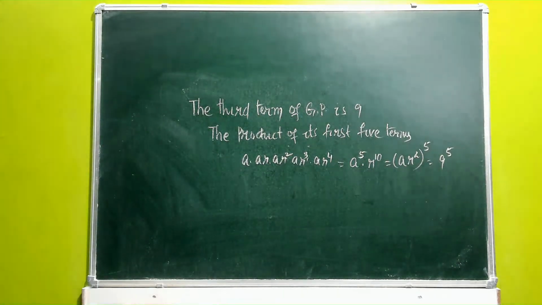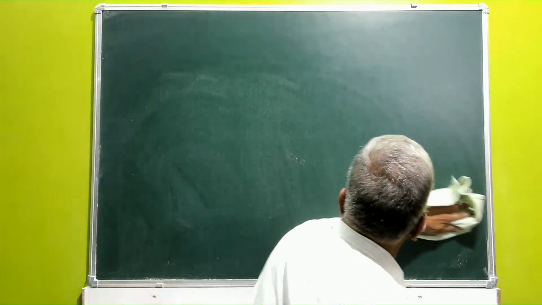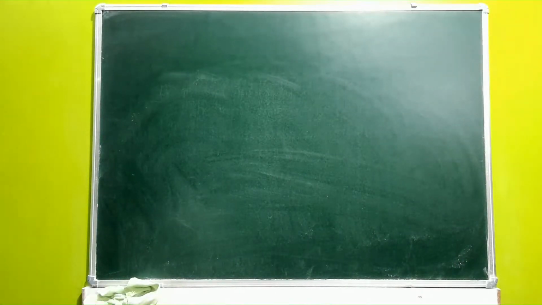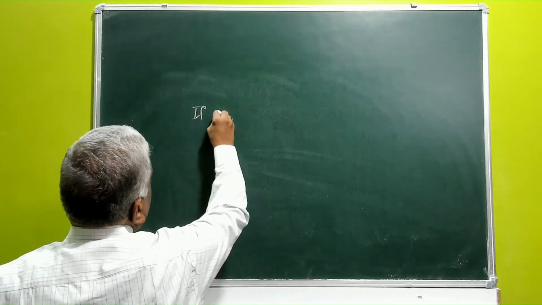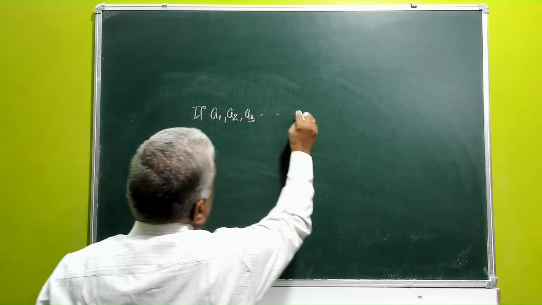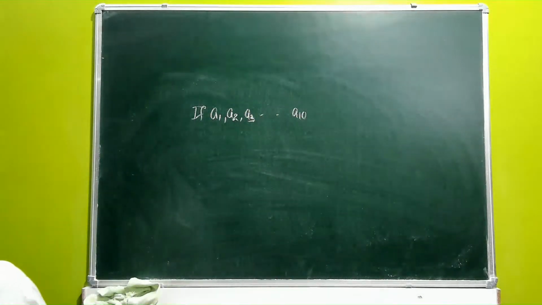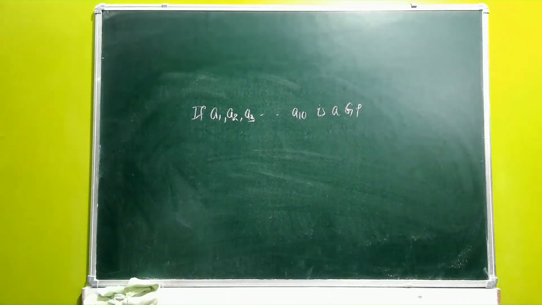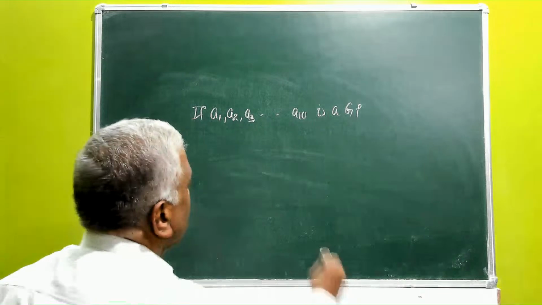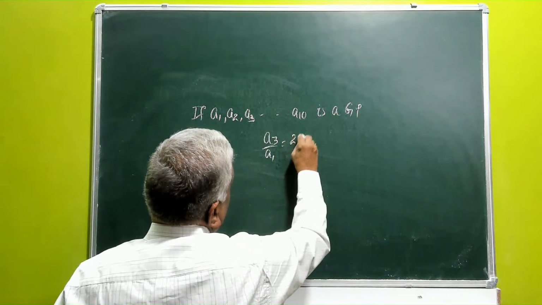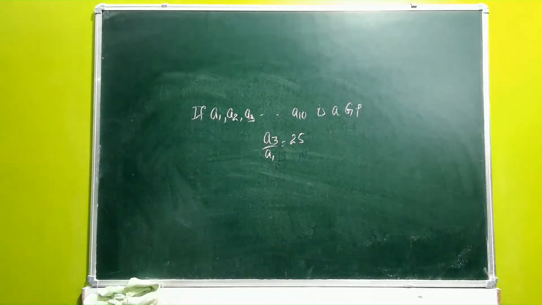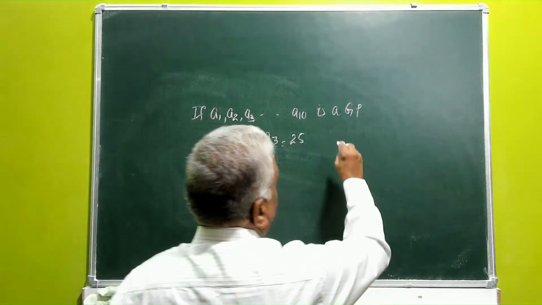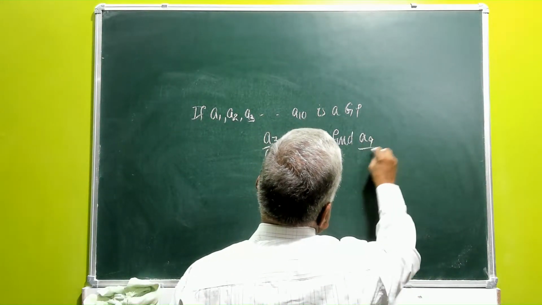Next problem, let's also do one on GP. If A1, A2, A3, etc., A10 is a geometric progression, is a GP, and A3 by A1 is 25, find A9 by A5.